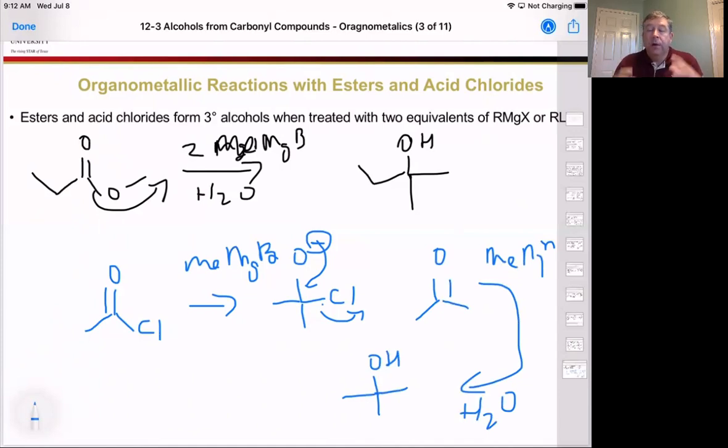Okay, so the key reactions we have with these organometallic reagents: we can ring open an epoxide, giving us a two-carbon extension on whatever organometallic we have. We can use ketones to make tertiary alcohols. We can use most aldehydes to make secondary alcohols. We can use formaldehyde to make a primary alcohol. And if we use two equivalents of an organometallic reagent with esters or acid chlorides, we can generate tertiary alcohols. That concludes section 3 of chapter 12.